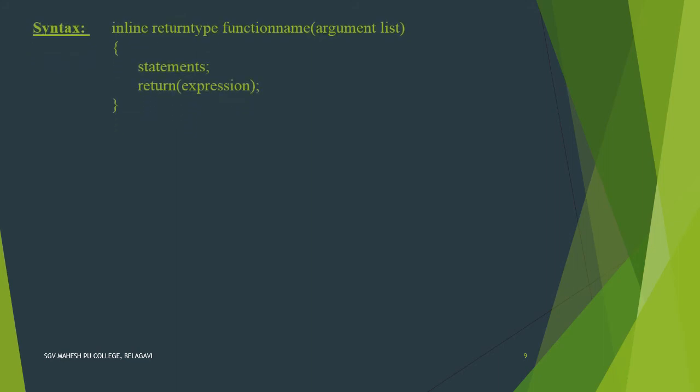Now let's see how to write this inline function, and what the syntax of this is. I told you whenever you write such a function, the keyword inline should be used. So this is the return type of a function, this is the name of a function, and the list of arguments, for example integer a, comma b, comma c, comma d, and so on. These are executable statements and returning some value.